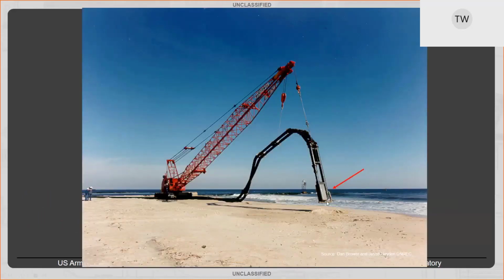Here's a picture of the jet pump, or some people call it an eductor, on the end of the crawler crane, indicated by the red arrow. So yeah, I'm going to spend just a little bit of time on it because a number of the following slides are going to talk about jet pumps.